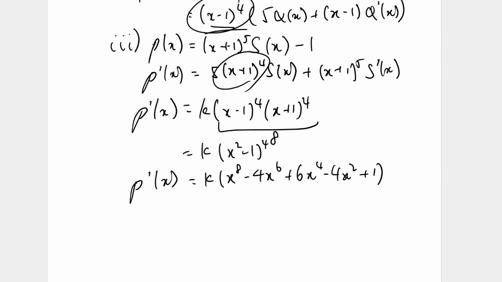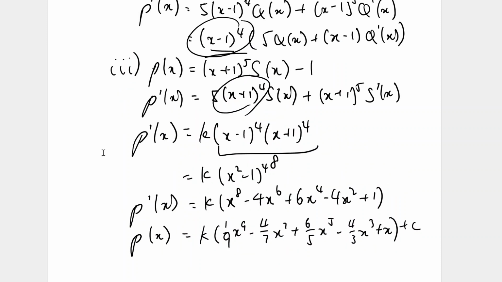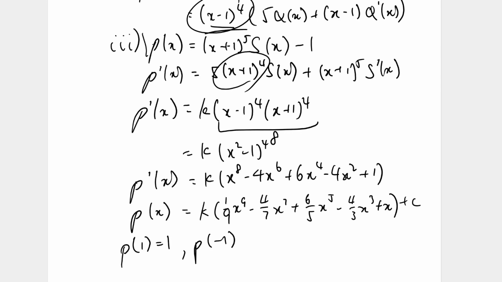Okay, and do we know if there's a constant or not? Maybe there's some constant, I don't know, it doesn't matter. Fine, so what do I know? I know that p of 1 is 1, and p of minus 1 is minus 1. So let's have a look at this equation here. What is p of minus 1? P of minus 1 is minus 1.